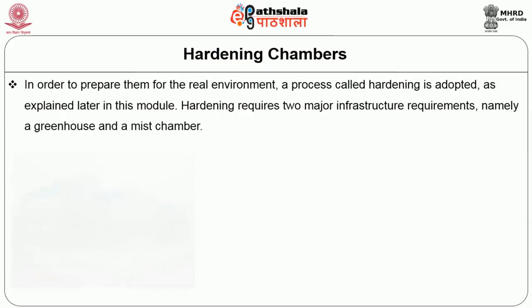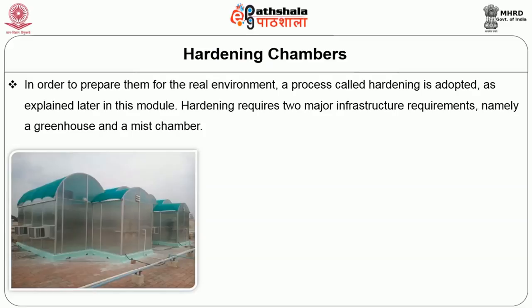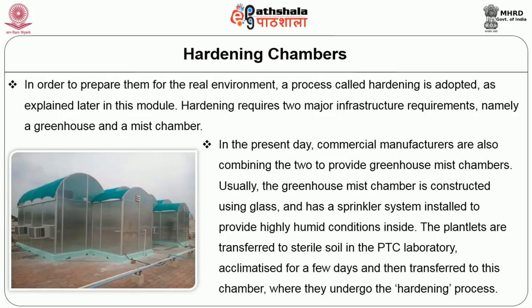In order to prepare them for the real environment, a process called hardening is adopted, as explained later in this module. Hardening requires two major infrastructure requirements, namely a greenhouse and a mist chamber. In the present day, commercial manufacturers are also combining the two to provide greenhouse mist chambers. Usually, the greenhouse mist chamber is constructed using glass and has a sprinkler system installed to provide highly humid conditions inside. The plantlets are transferred to sterile soil in the PTC laboratory, acclimatized for a few days, and then transferred to this chamber where they undergo the hardening process.